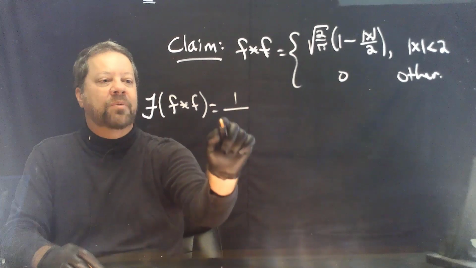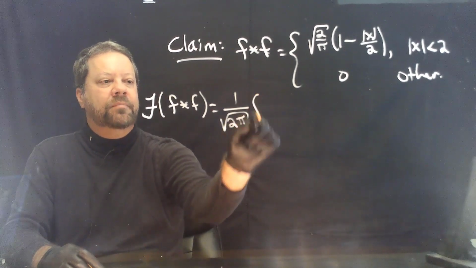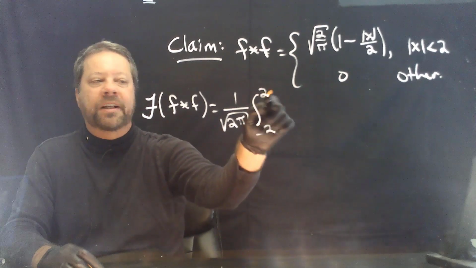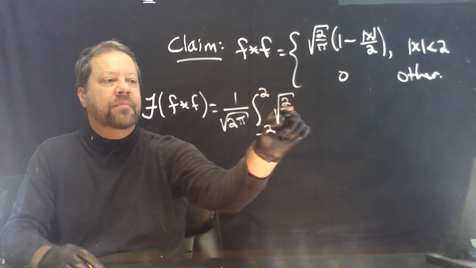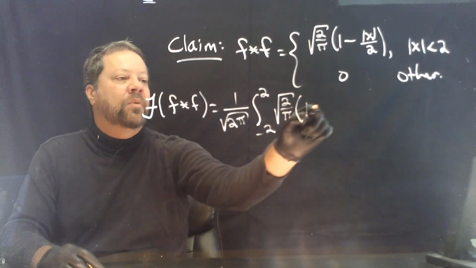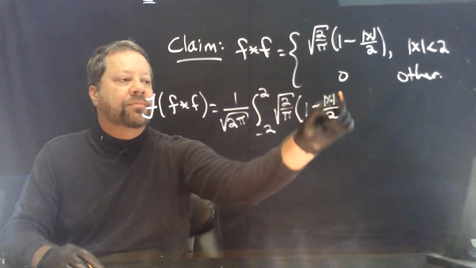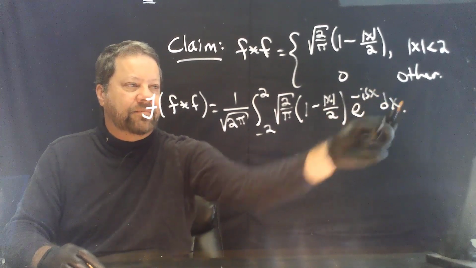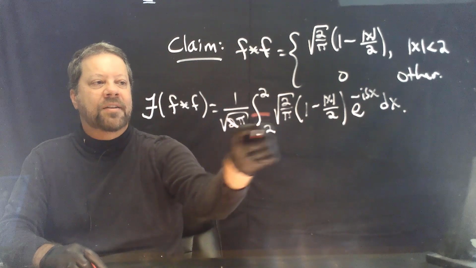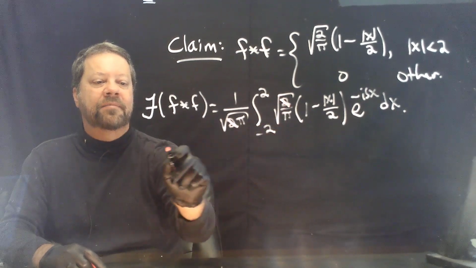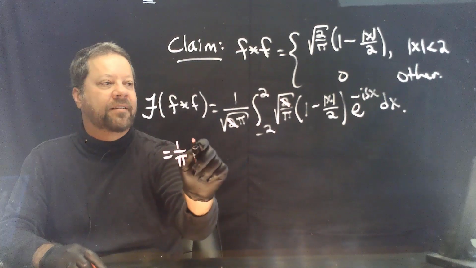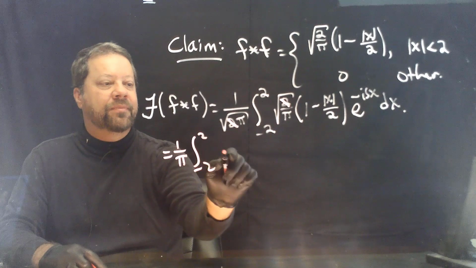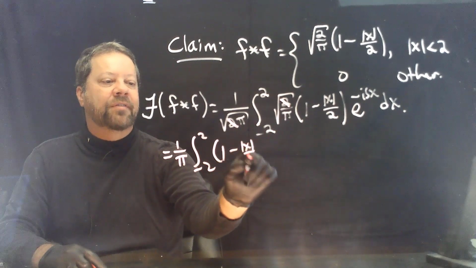And to this end, we'll write 1 over the square root of 2 pi. Because of the restricted domain, the integral will only go from negative 2 to 2. Square root of 2 over pi, 1 minus absolute value of x over 2, e to the minus isx dx. We cancel the 2's and combine the pi's. I have a 1 over pi out front. Now, we are integrating from negative 2 to 2, 1 minus absolute value of x over 2.